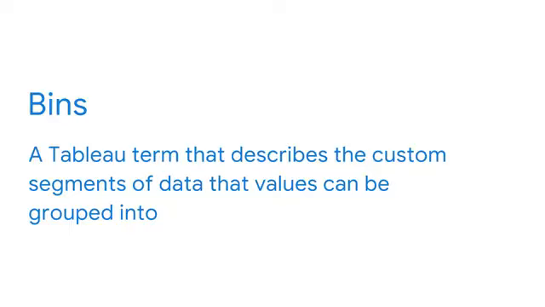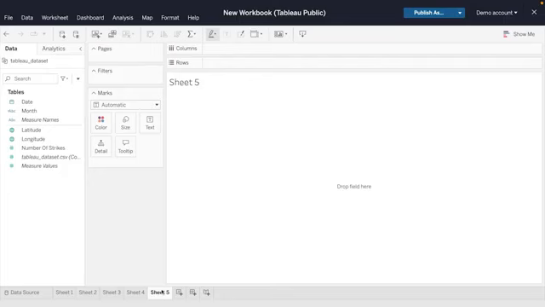To create a histogram, first, you need to create bins. A bin is a Tableau term that describes the custom segments of data that values can be grouped into. Bins are an important part of histograms because the groupings determine how the data is segmented and compared. For a histogram of lightning strike data, group the total number of lightning strikes into bins.